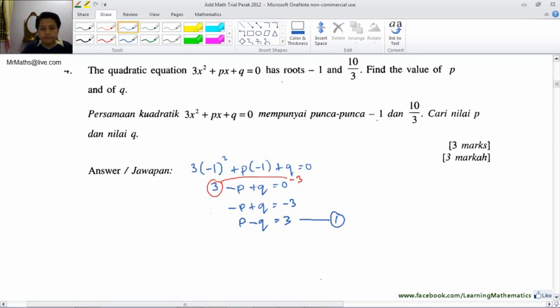Alright? Let's put the second root into the equation. That should also equal to 0. Let's do that now. 3x squared. So what is x now? It's 10 over 3 squared plus p, 10 over 3 plus q, that is equal to 0.